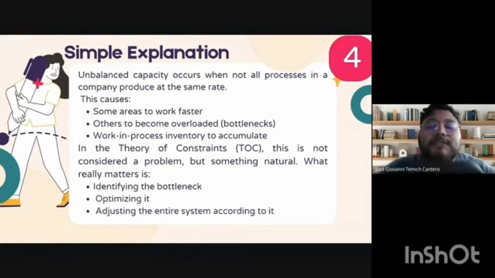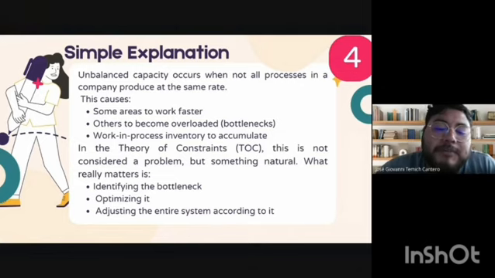In production systems, processes do not work at the same speed. There are no balanced capacities, where some processes are faster and others are slower. This situation creates bottlenecks, the processes with the lowest capacity, which limit the overall system performance. Although balanced capacity may seem ideal, in reality unbalanced capacity is the basis of the theory of constraints.